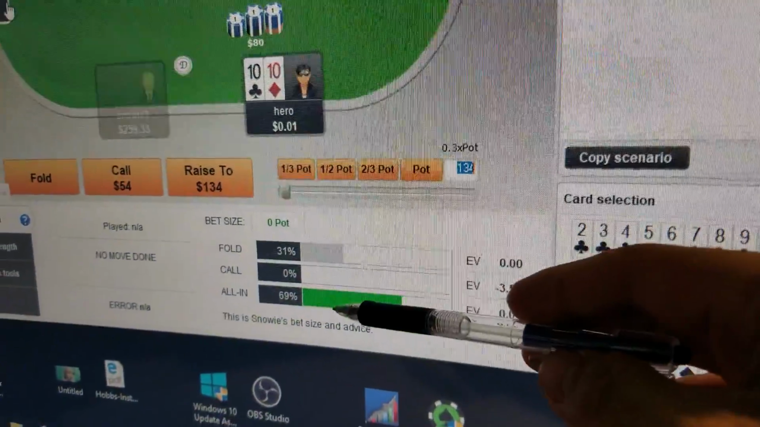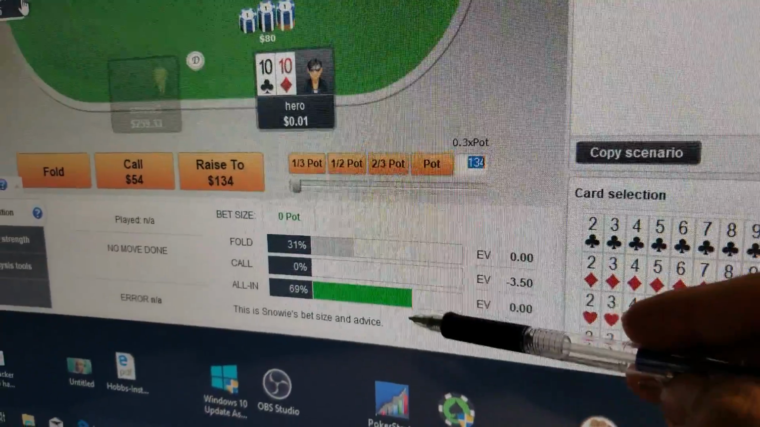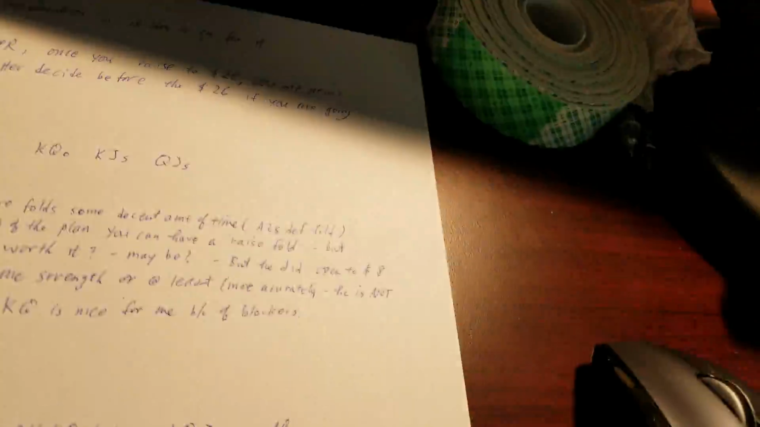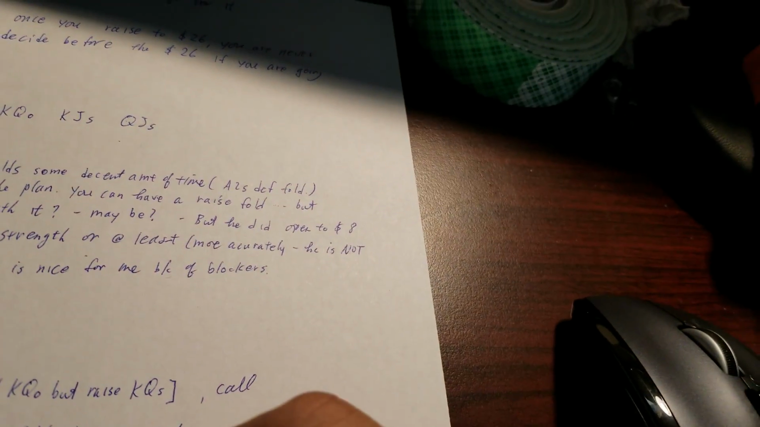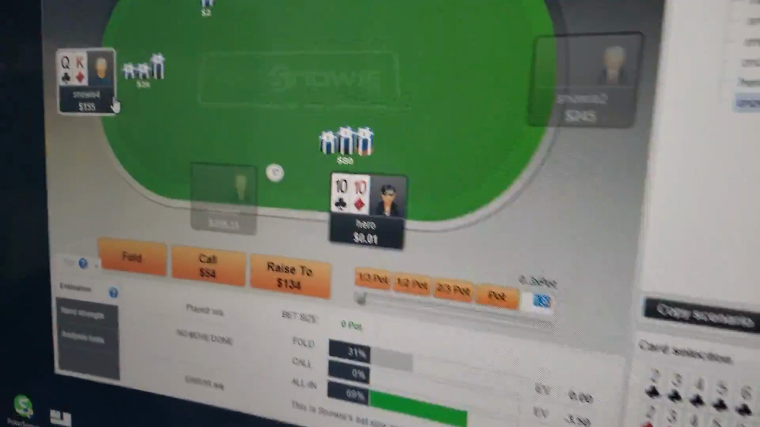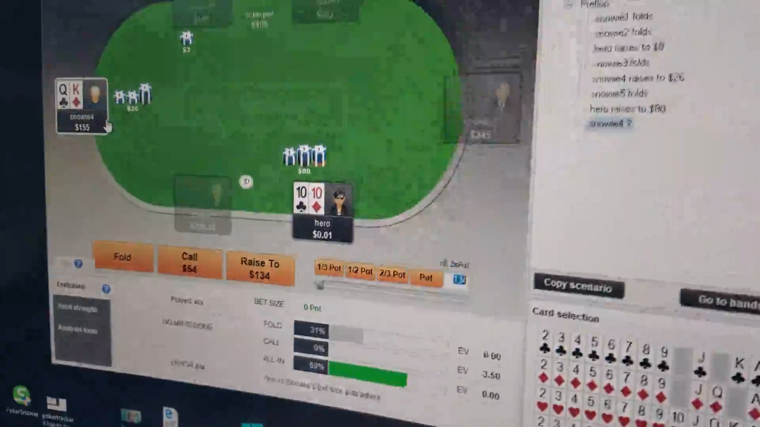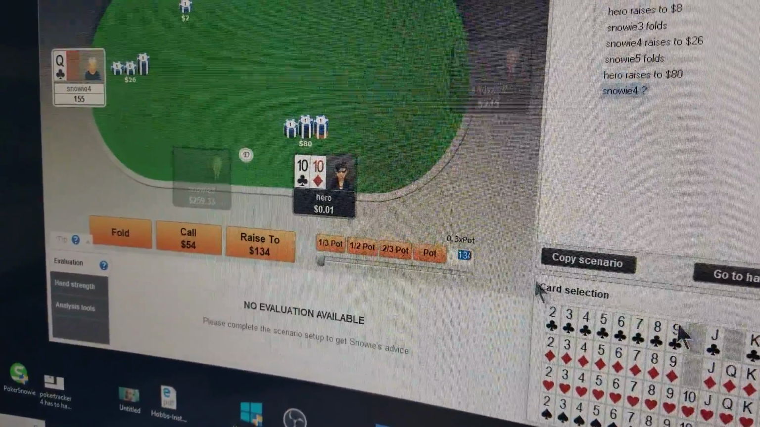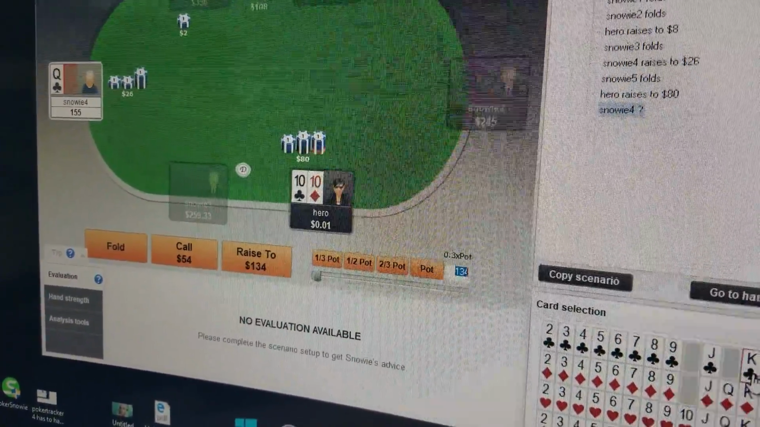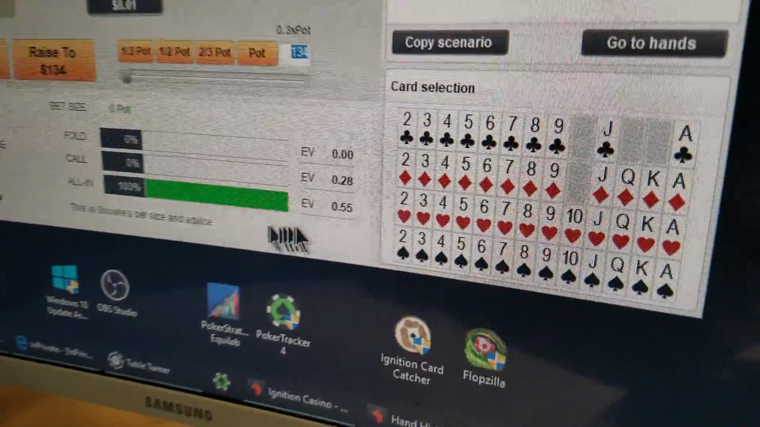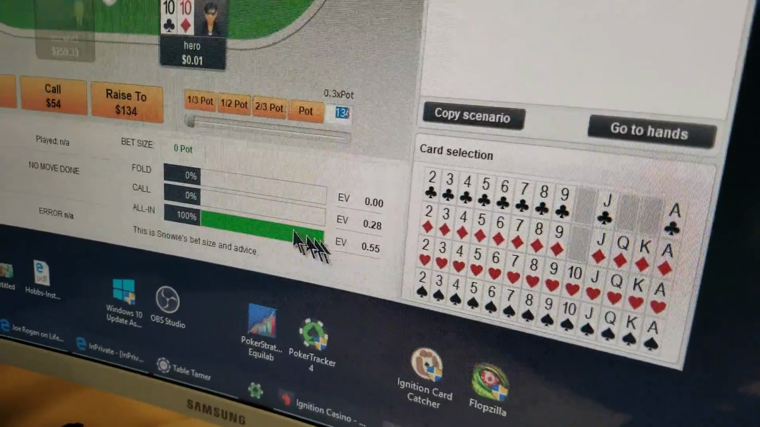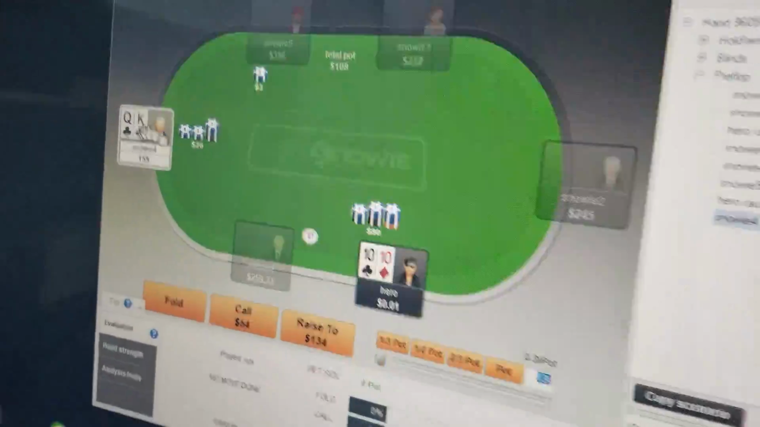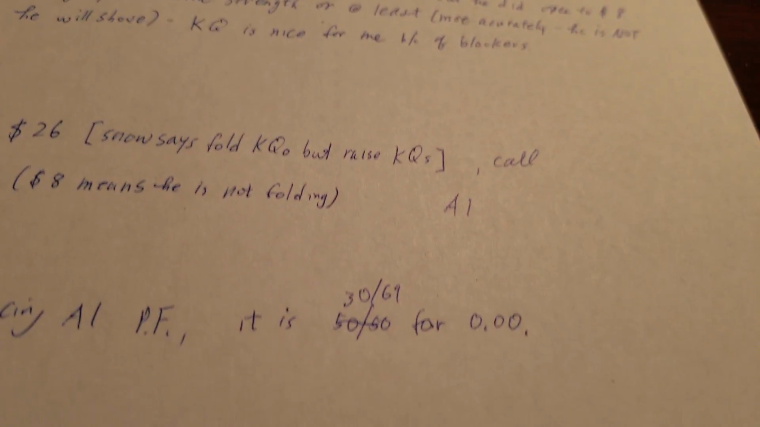Well, 30-69. So 69% all in. 30-69. Okay. All right. So that's what that is. And then if we're suited, I think we're even more to a shove. It's actually plus EV now too. It's actually plus 0.55 EV. So suited doesn't make a difference here. So that's what this is.